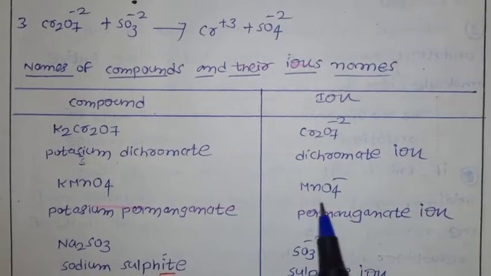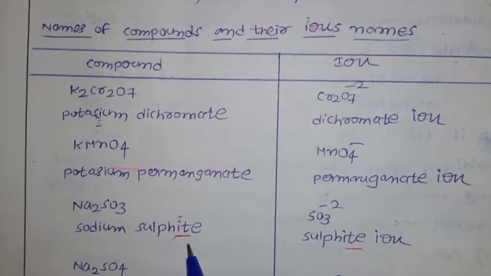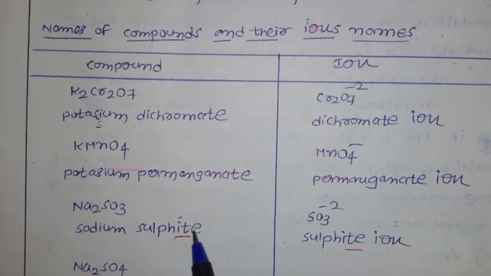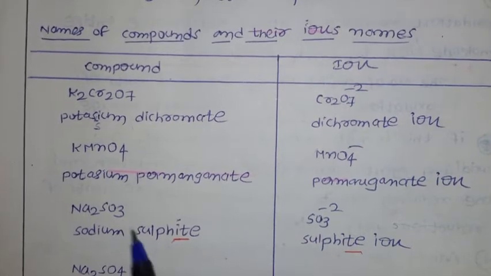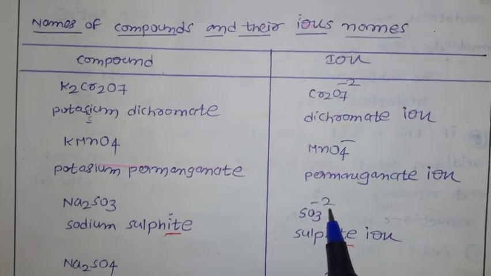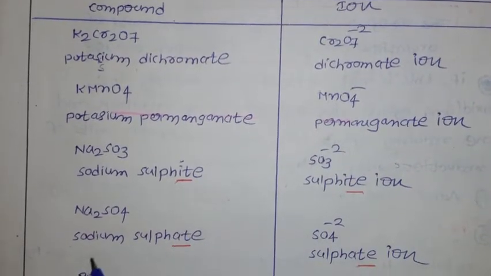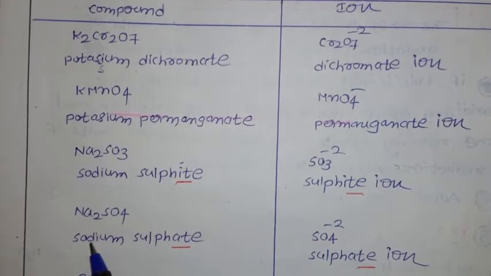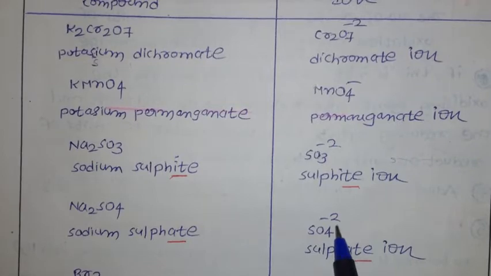Next, potassium permanganate, formula KMnO4. The permanganate ion is MnO4-. Next, sodium sulfite. It is important: sodium sulfite, with the ending ite, has the formula Na2SO3. The sulfite ion is SO3 2-. Next, we have sodium sulfate, with ate. The formula of sodium sulfate is Na2SO4. The sulfate ion is SO4 2-.